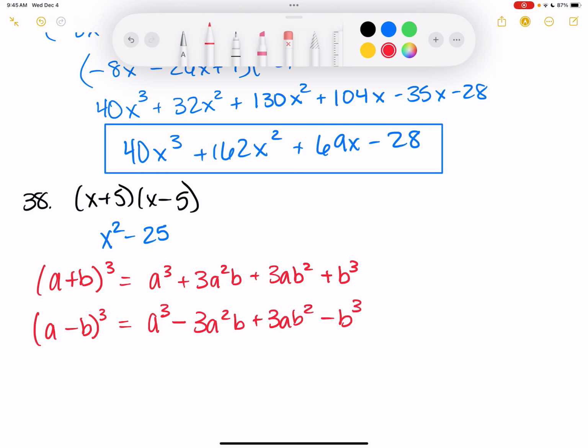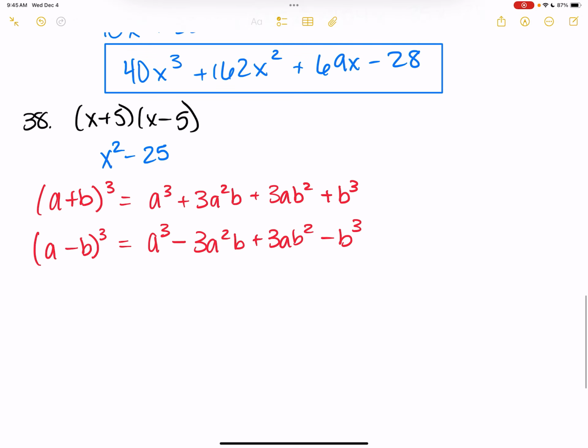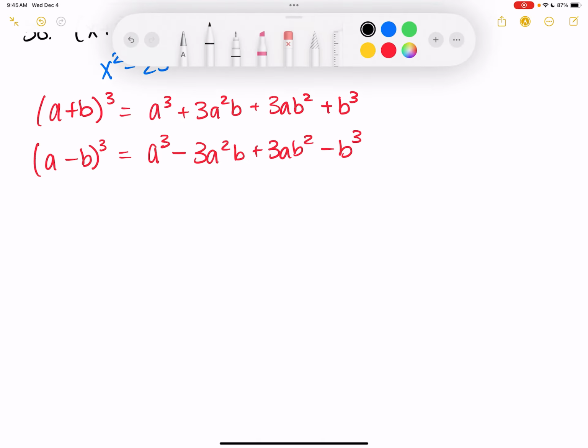That's going to be the form that we have for this. So, that's what we need for these next couple. Number 40, I've got y plus 4 cubed. Okay, so notice that your terms are in descending order, so it's a cubed, then a squared, then the a is gone. Over here, there's no b, then there's a b, then there's a b squared, then there's a b cubed. Middle terms are 3's, outer terms are 1's.